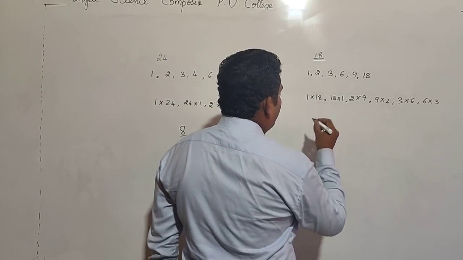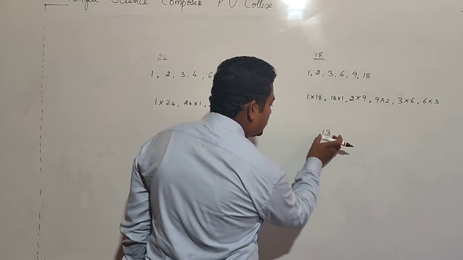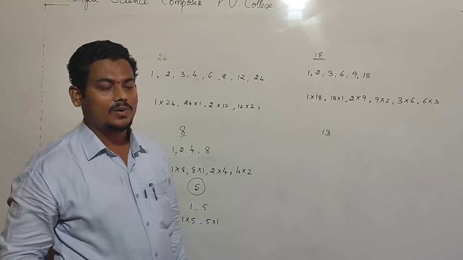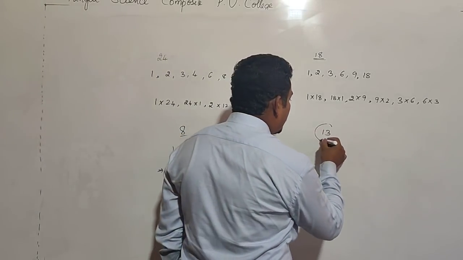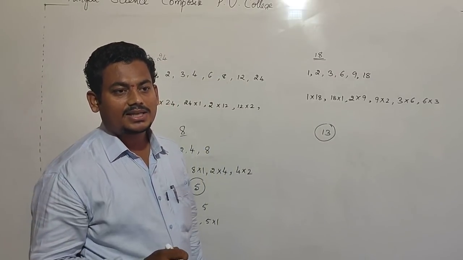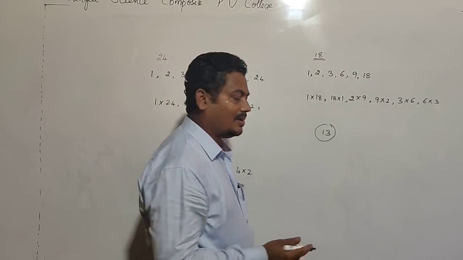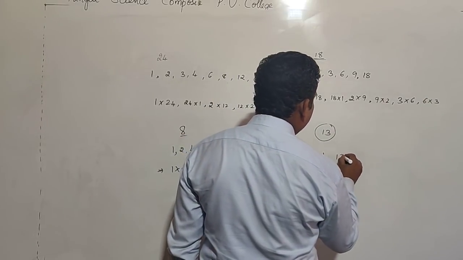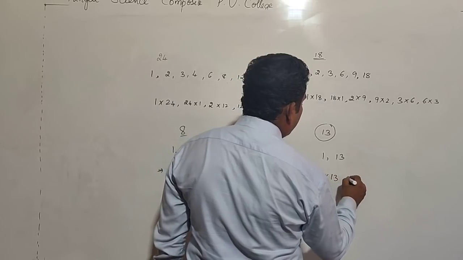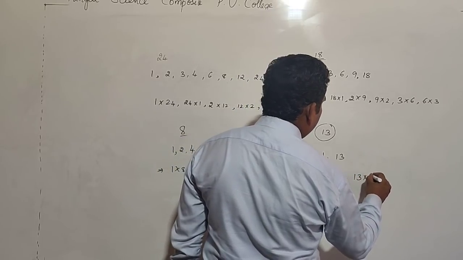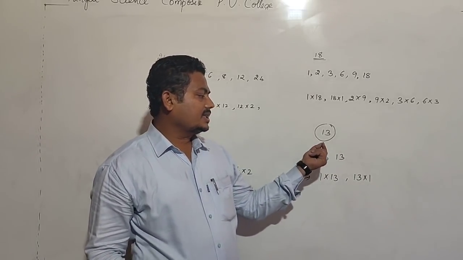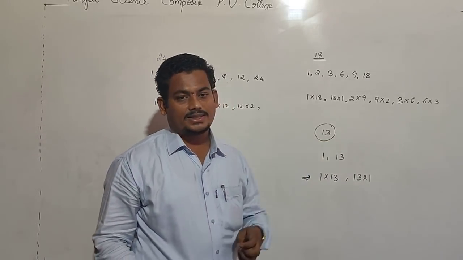Next problem. If a matrix has 13 elements, then what are the possible orders it can have? First, write all the factors of 13. Clearly, it is a prime number, so its factors are 1 and itself, 1 and 13 only. So possible orders are 1 cross 13 and 13 cross 1. These are the possible orders of the matrix having 13 elements.